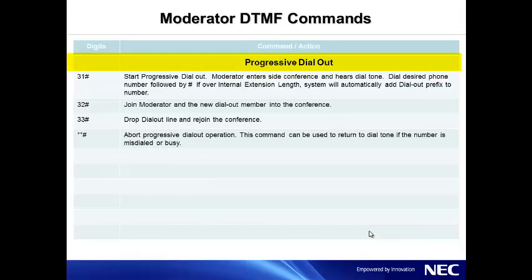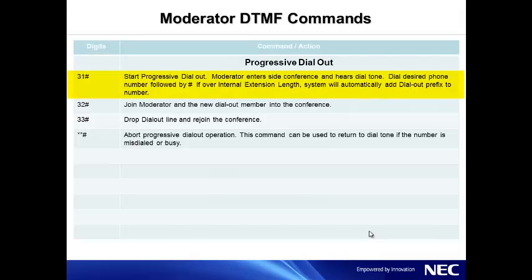The system allows progressive dial out. This allows a moderator to place an outbound call, then join them into the conference or return to the conference without that person. 31 pound begins the process. It takes the moderator into a side room where they will hear dial tone. They dial the phone number, then the system will dial that number.